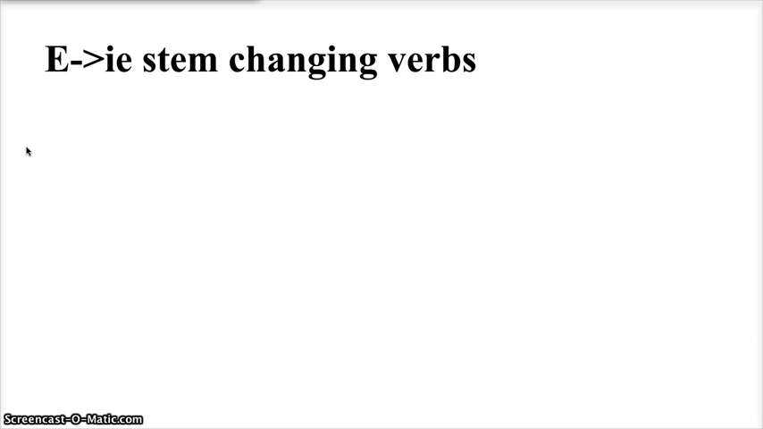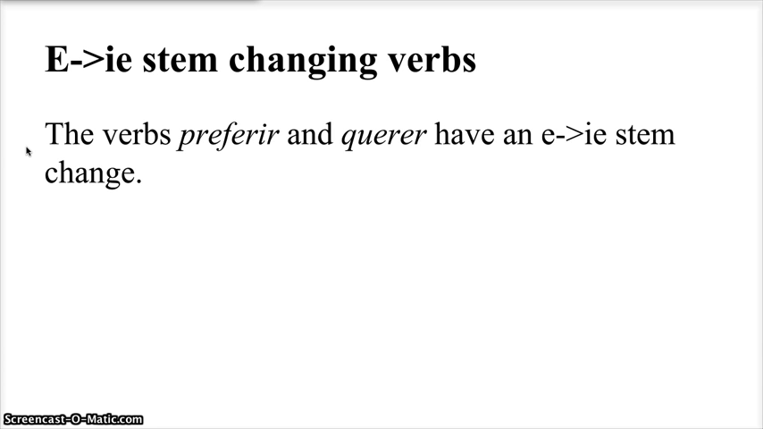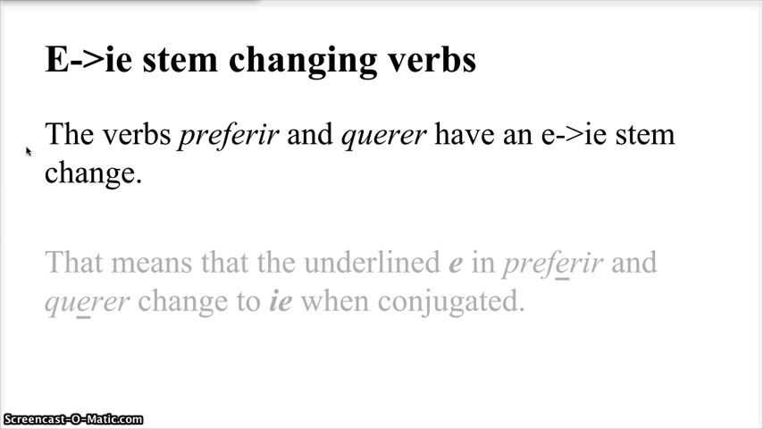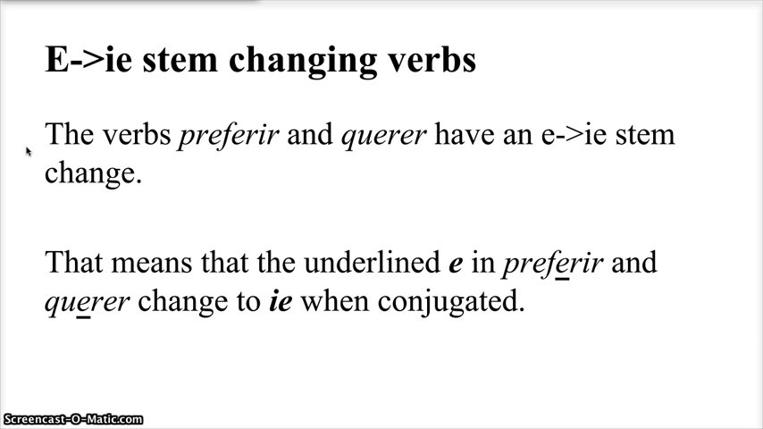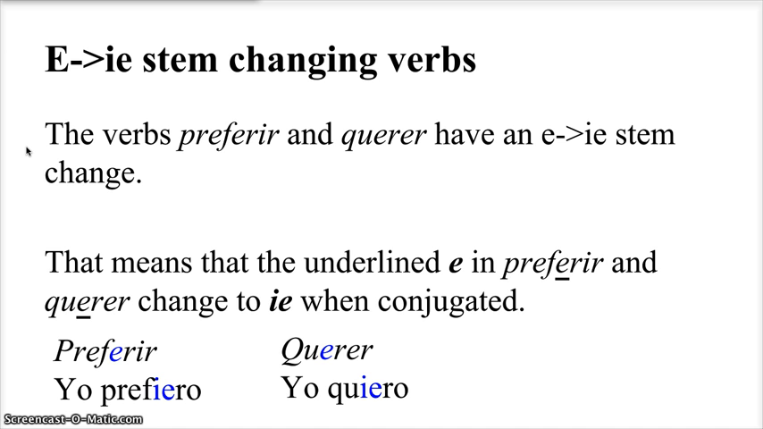So E to IE stem changing verbs. The verbs preferir and querer have an E to IE stem change. This means that the underlined E in preferir and the underlined E in querer are both going to change to IE when conjugated. For example, yo prefiero. Without a stem change, this would be yo prefero. The same with querer. Yo quiero is the yo form instead of yo quero.